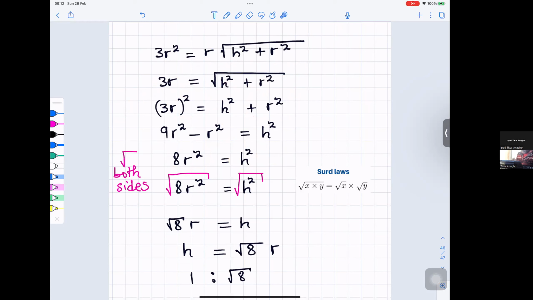We square root both sides. The square root of the h squared becomes h. The square root of the left becomes square root of 8. And square root of r squared will give you r. So h is equal to square root of 8 r, which you can write as 1 is to root 8.